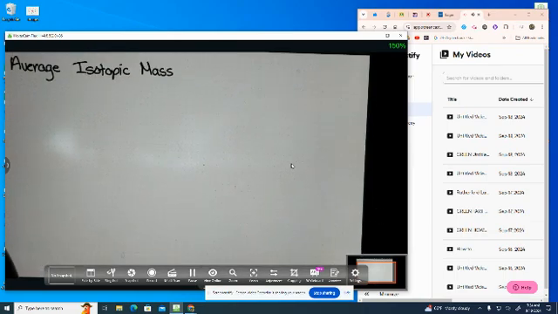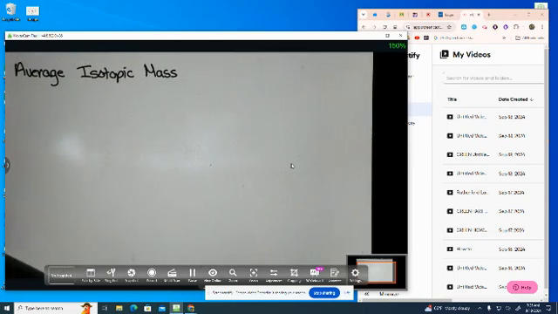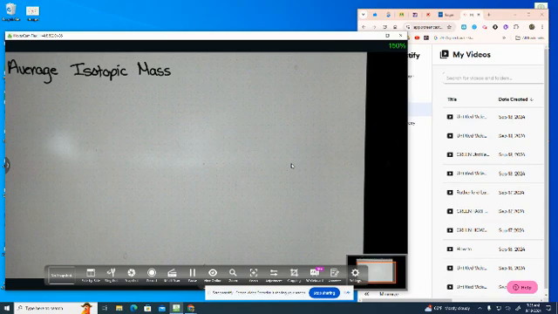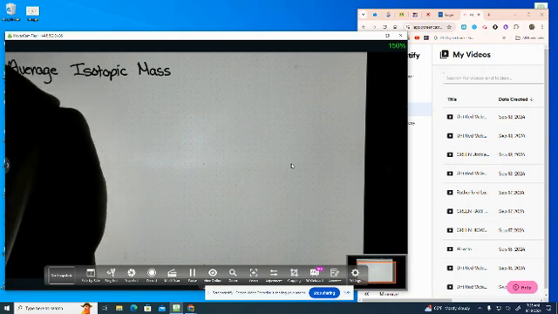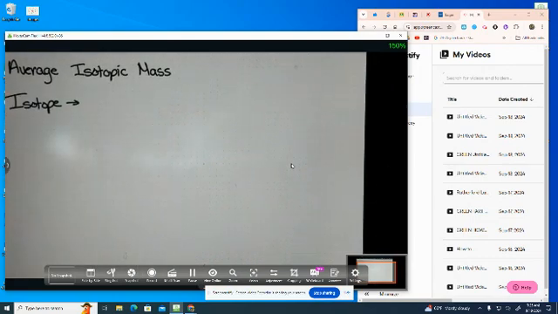All right. What's an isotope? Go ahead. Say it again. Okay, not electrons. Neutrons. So if we define isotope again, an isotope is going to be an atom.